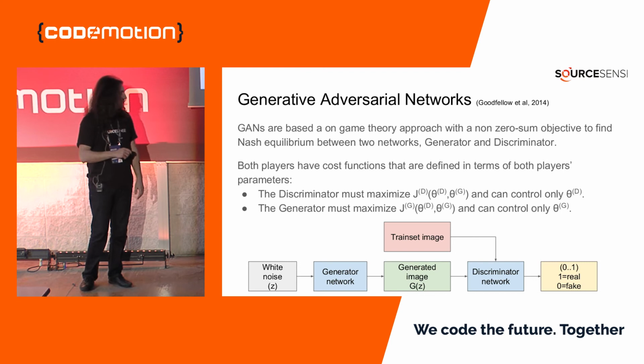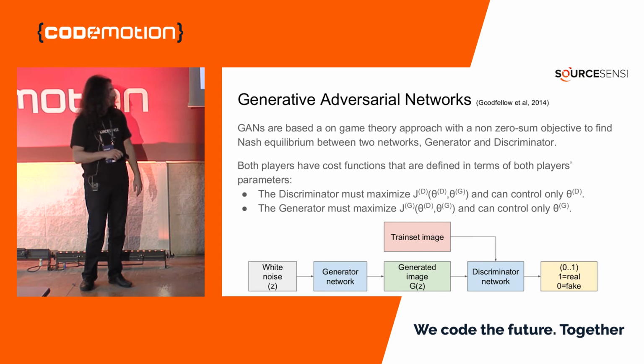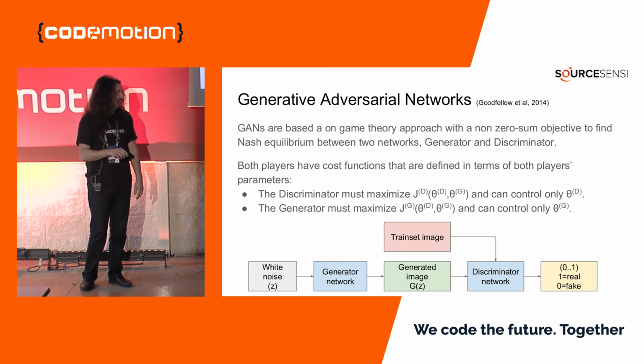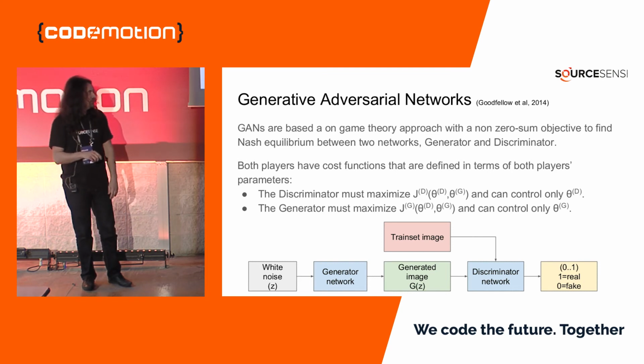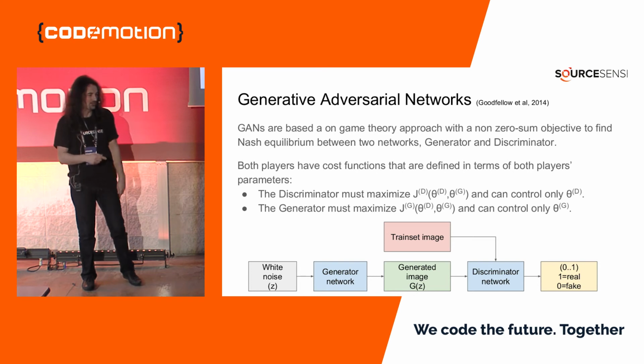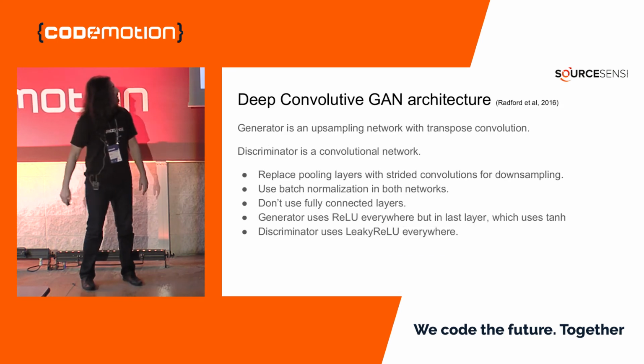And the architecture is really, I think everybody knows it. We have white noise fed into a network that generates an image. And the discriminator must not be fooled by the generated image or the training set image, and must output a feedback whether it's real or fake. So the discriminator must be able to catch the generator network and able to discern training set images. And the generator must fool the discriminator network, of course.